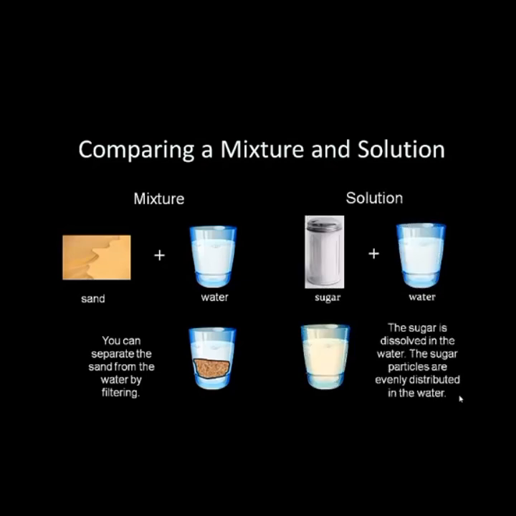Over on our other side, we have a solution. We have sugar, and we add it to water. The sugar will dissolve in the water. The sugar particles are evenly distributed throughout the water, so you don't see the sugar hanging around in the water. It all becomes one solution. That's the difference between a mixture and a solution. A mixture, you can still see the components and the different substances, and you can take them apart easily. A solution, they mix together and form a unified substance that you cannot easily tell what part is which part.